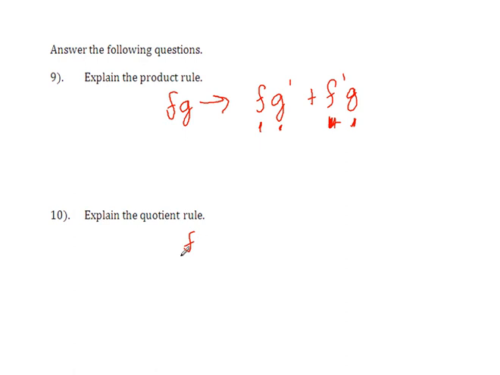Quotient rule, f divided by g, that'll go to, we want to say low d high minus high d low all over low squared. If you say it that way, I'd be ecstatic. If you want to do it with the formulas, it would be low times d high minus high times d low all over low squared. Either way, absolutely fine.